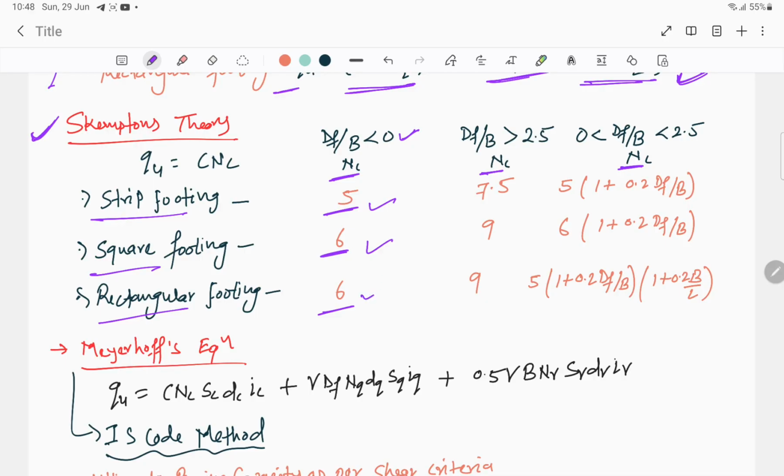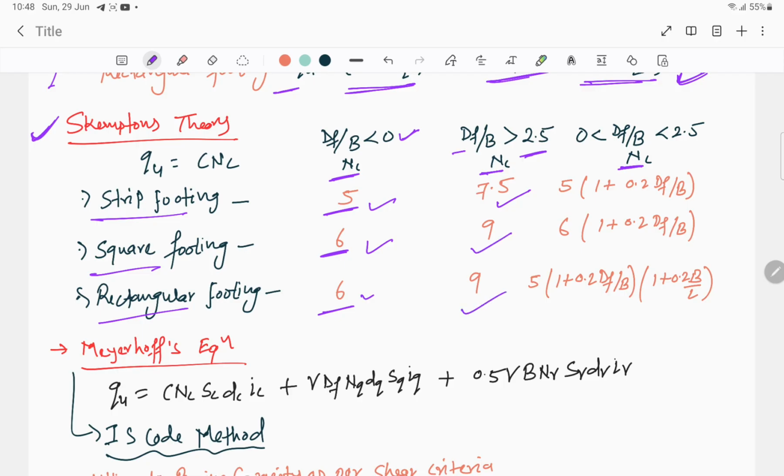Okay, now if this value is greater than 2.5, means if the ratio of depth of footing to the width of footing is greater than 2.5, then the maximum value for Nc is 7.5 in strip footing, 9 in square footing, and again 9 in rectangular footing.